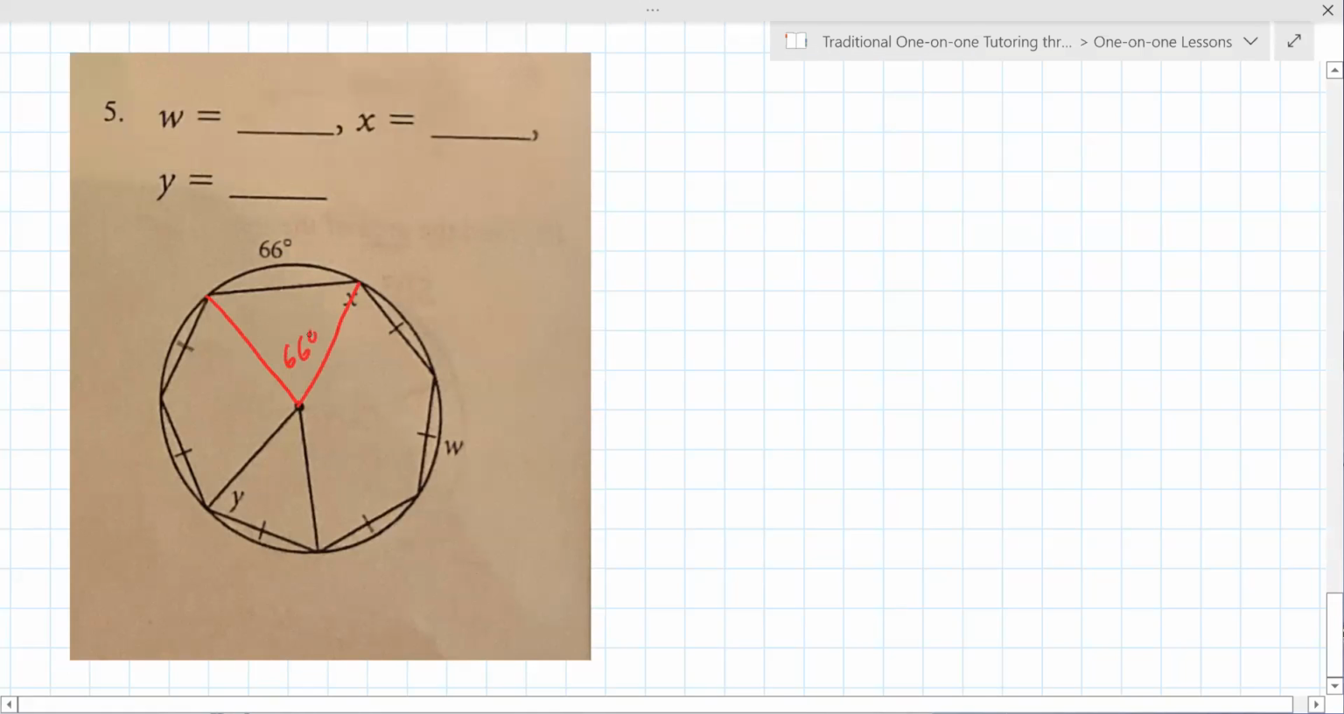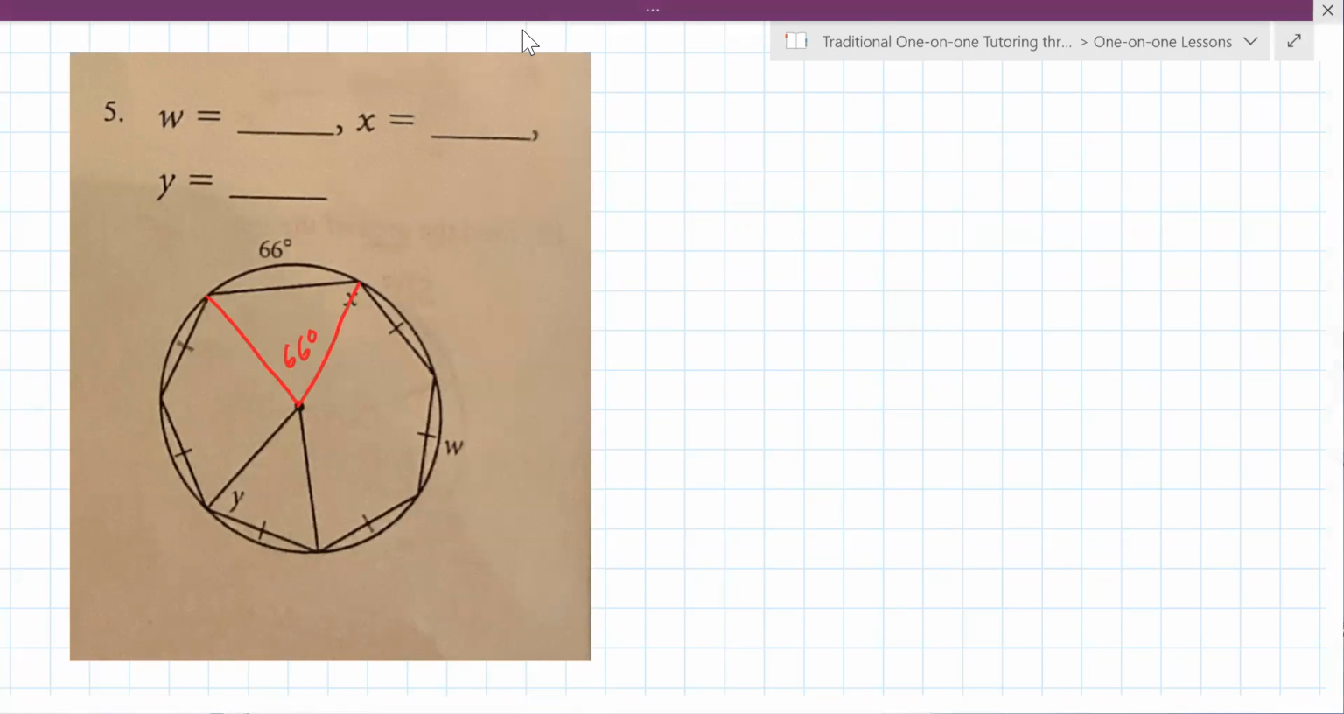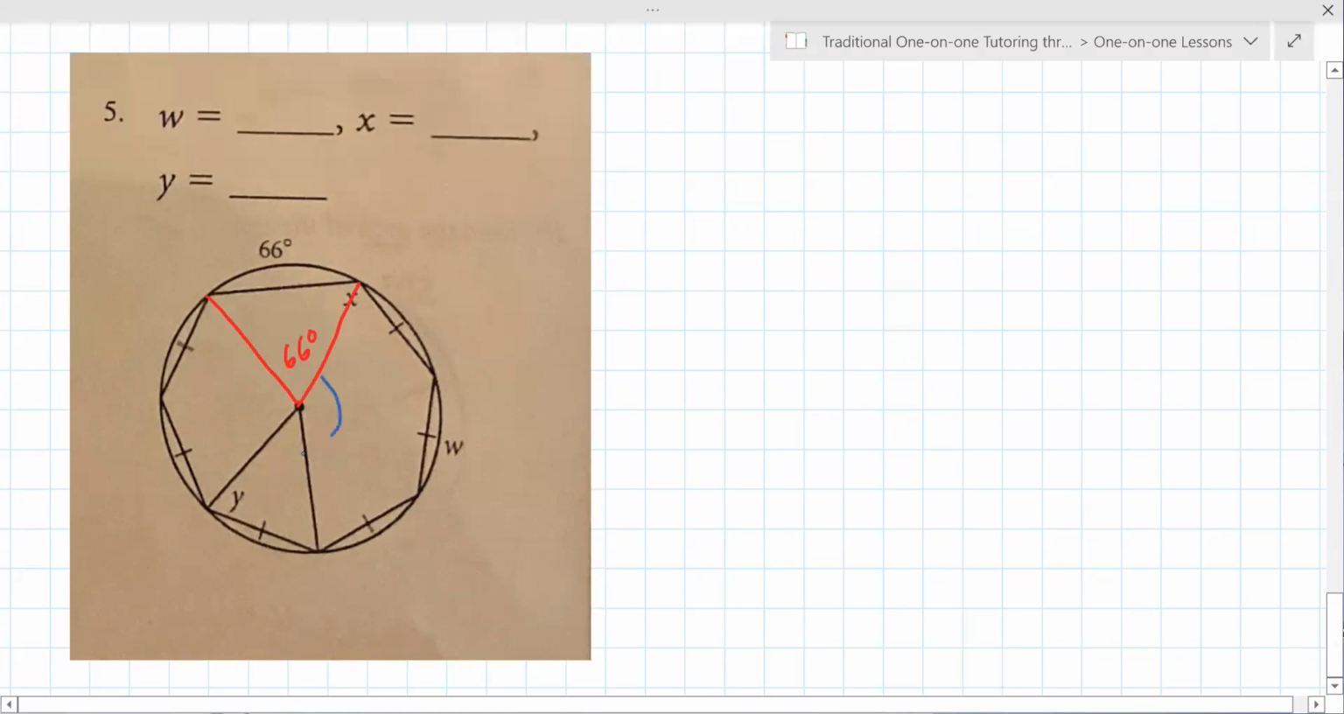So this central angle is 66 degrees. And if you go all the way around now, the blue is 360 minus 66. This is an example of a problem where you have to add in some lines. Sometimes you have to take away lines, but this one you have to add in. Now, is that a central angle? Yes. Both the 66 and the blue, which is 294, is a second central angle.